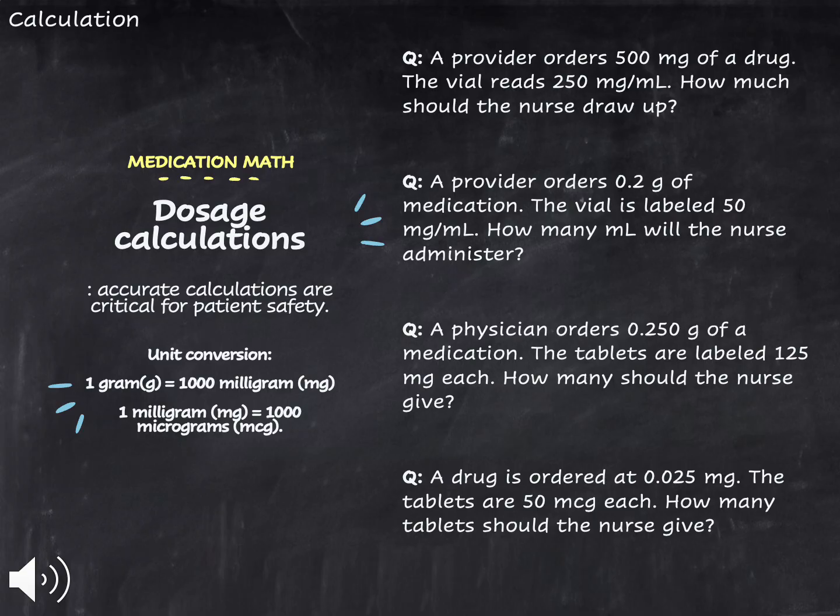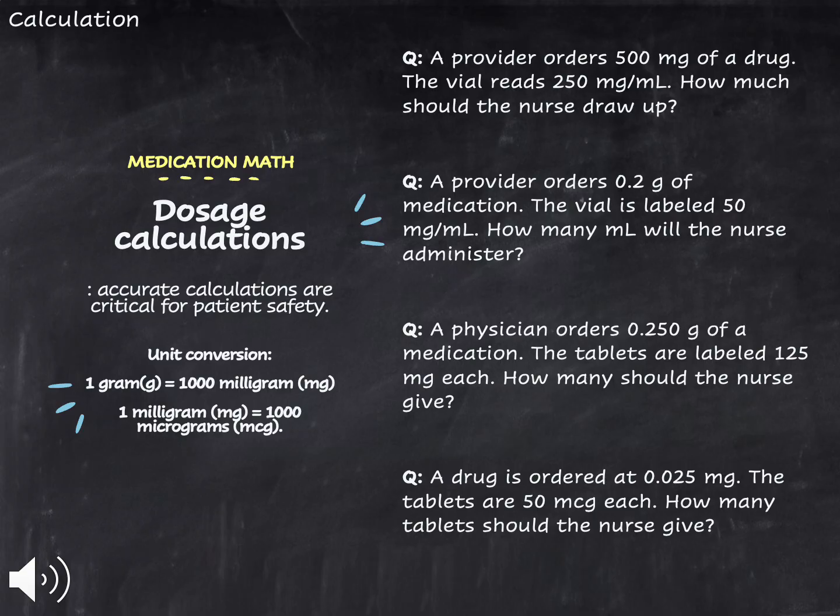Let's wrap up our discussion with a foundational nursing skill: dosage calculation. Accurate medication calculation isn't just about math, it's about patient safety. Remember to keep your units consistent. Convert grams to milligrams or milligrams to micrograms when necessary. And always label your work clearly to avoid errors.